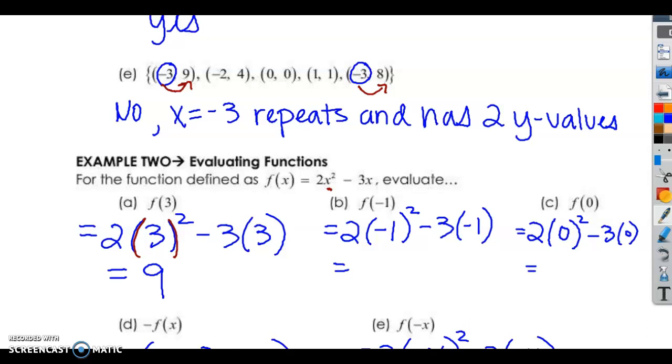See if you can try the rest of these problems by yourself before I give you the answers. So press pause and then try them, okay?